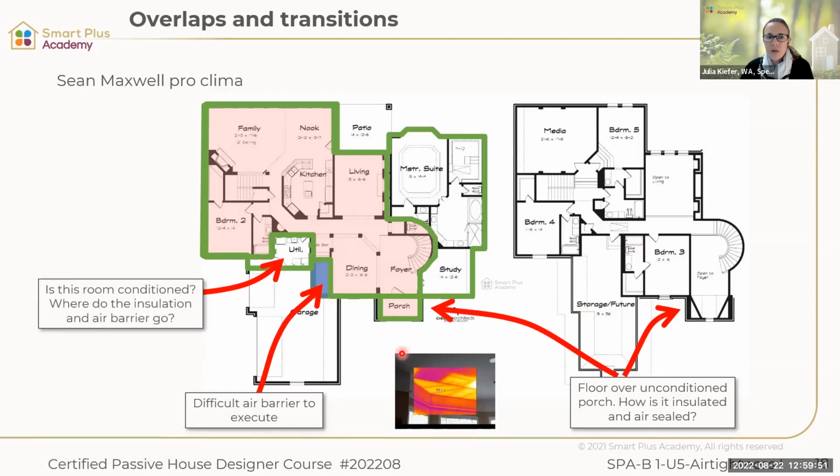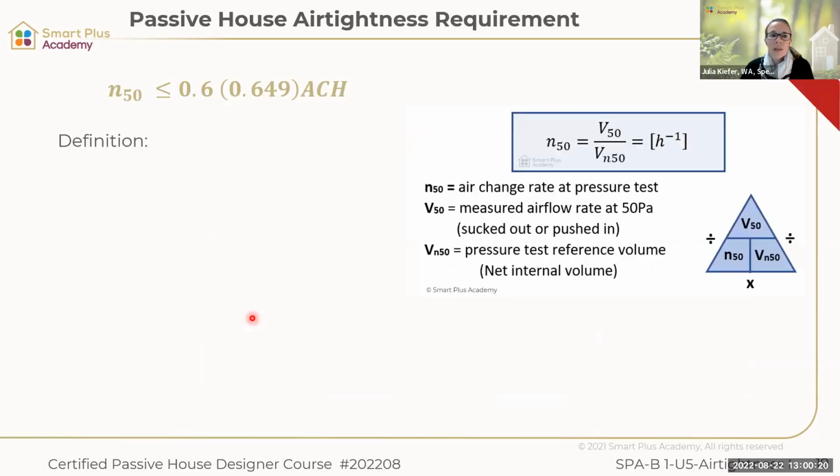So if you have little corners like that, then in this case, is this room conditioned? Where does the insulation and air barrier go? So really have that in mind when you're designing your buildings. And as you can already see, a more compact building would make this a lot easier. Okay, so try and keep it compact, keep it easy. That makes your life and the life of the builders a lot easier. And it makes it a lot safer that you can actually execute your airtightness properly.